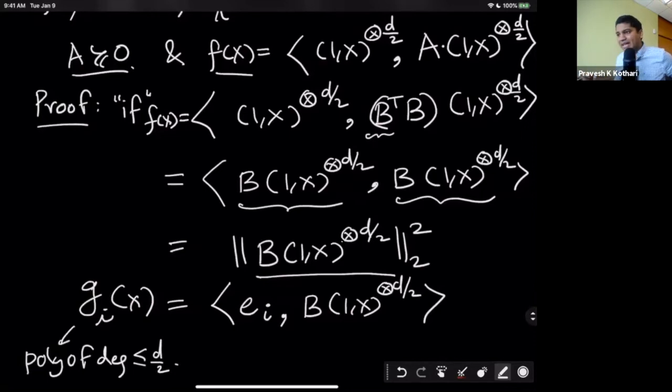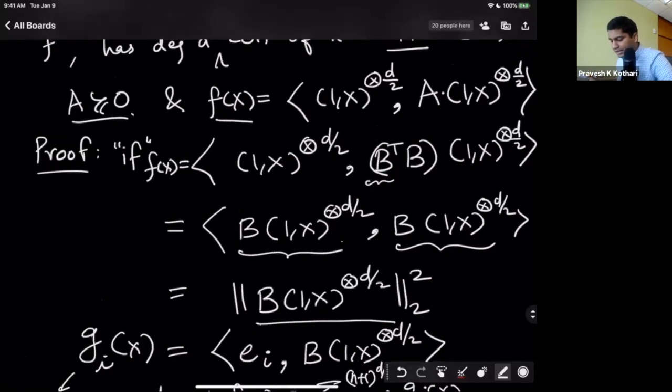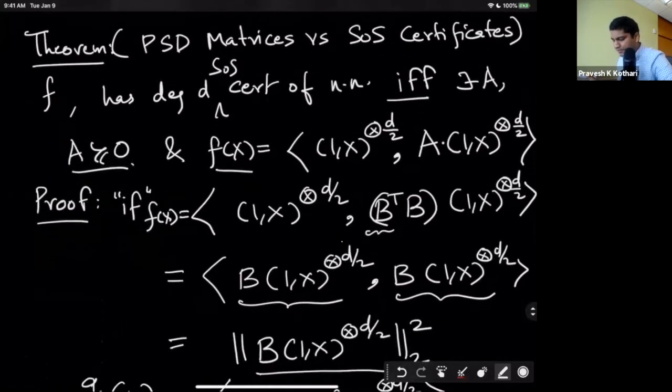Okay. And what I just reminded you was that this is the L2 square norm of it. So it actually equals the sum of the squares of the coordinates of it. So that means that f(x) actually equals the sum over i from 1 to n+1 to the d over 2 of g_i(x) squared. Okay, so what have we proven? We've proven that if f has a representation of the form in the claim here, then in fact f must be a sum of squares.